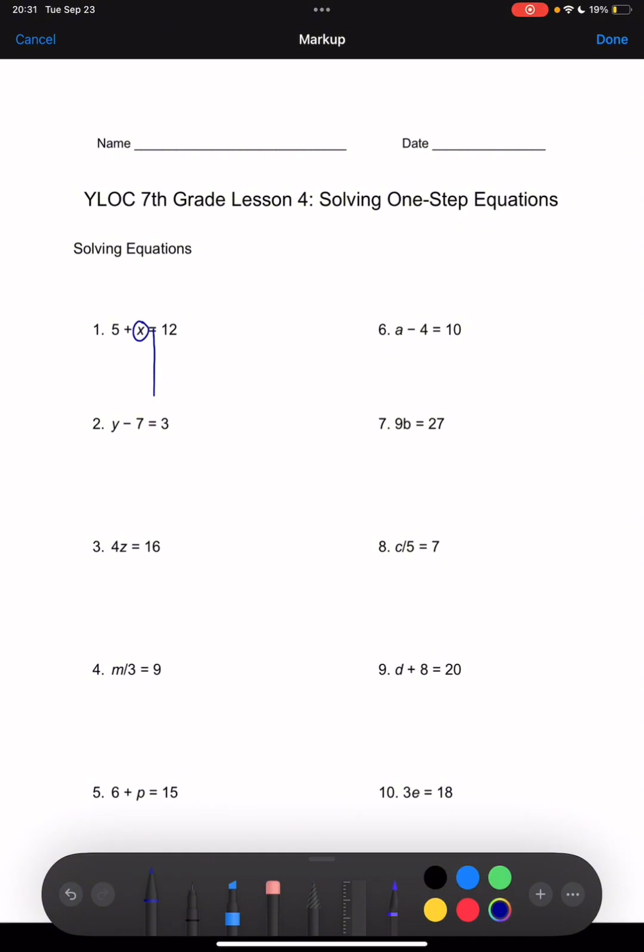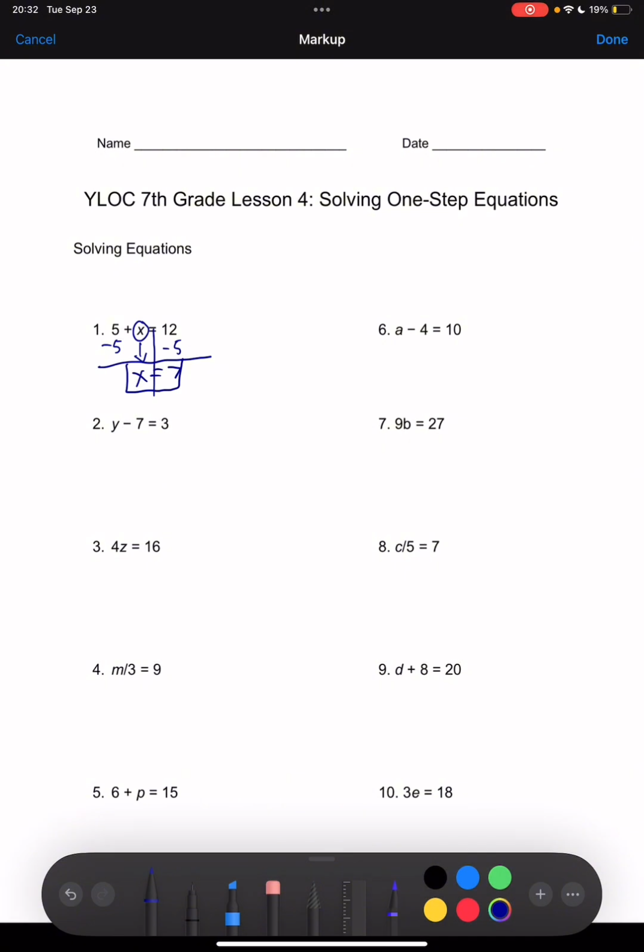So in order to do that, we have to subtract 5, which is the inverse operation, and do the same thing to the other side. And we drop down the x. x is equal to 7. And that is the answer.